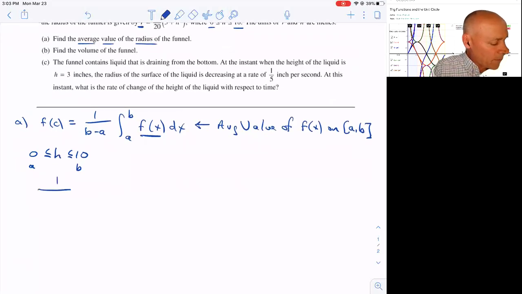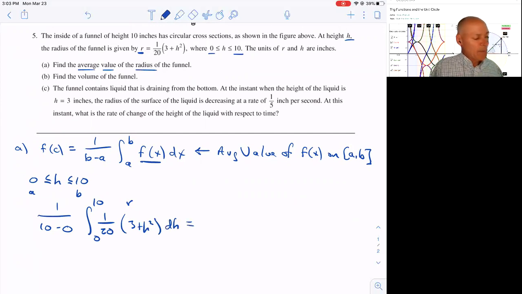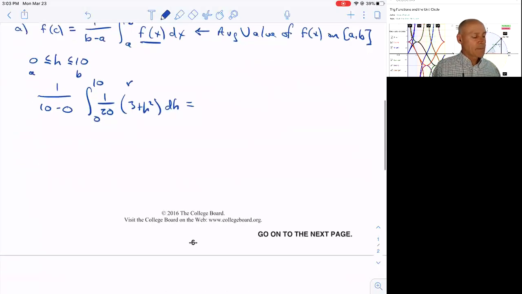So in the context of our problem, this is going to look like 1 over 10 minus 0 times the definite integral from 0 to 10 of r, which is defined as 1/20th times 3 plus h squared dh. And then we basically just have to evaluate this. Okay, well, this isn't going to be too terribly tough. So we might simplify life a little bit.